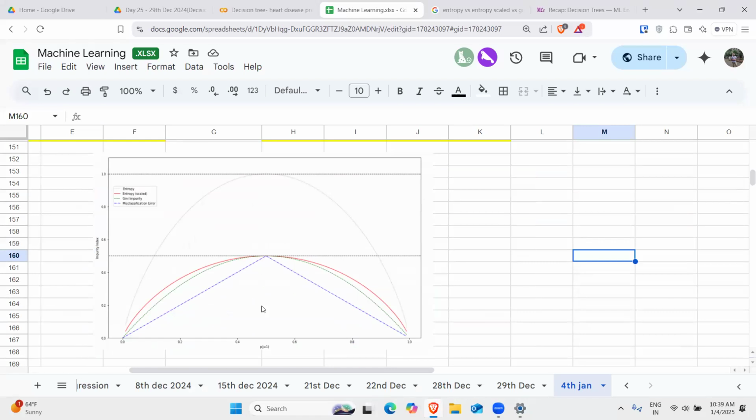Your blue line is misclassification error, which starts from 0, maximum is 0.5, ends at 1. Your red is entropy scaled, which starts from 0 only. Gini impurity is somewhat similar to entropy scaled, which also starts from 0 and has its maximum at 0.5. And your entropy is 0, 1. So ideally, your Gini impurity should be the correct measure, or a good measure that we should go with. It is the degree of a randomly chosen data point being classified incorrectly.